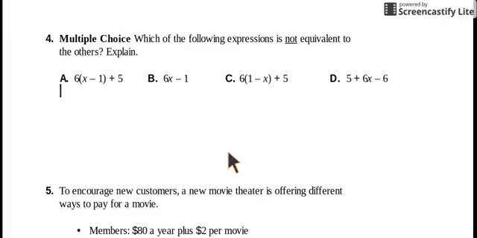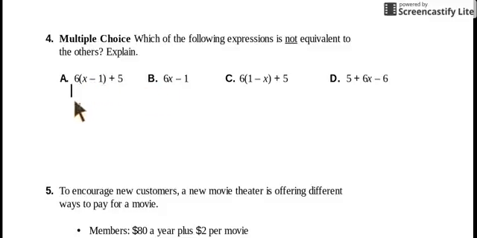The fourth question of the test. You're going to need a distribution. And as I said, because there's no equal sign, you're not solving for x, you're just simplifying the expressions. And when you simplify, you'll be able to determine which expressions are equivalent or not. If we look at b, 6x minus 1, those are not like terms, so we cannot combine them. So it's in its simplest form.